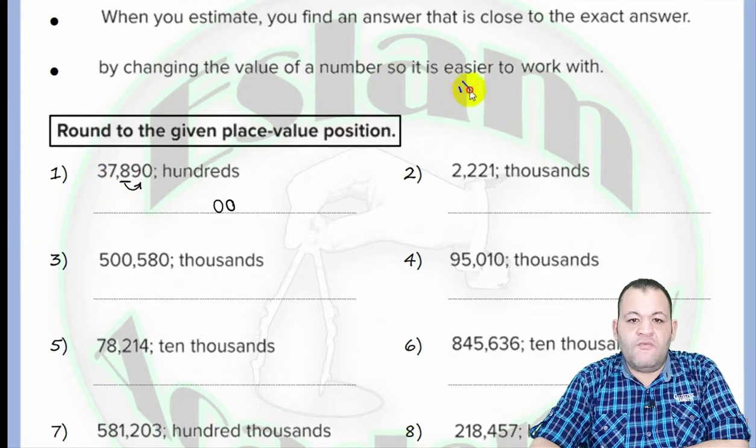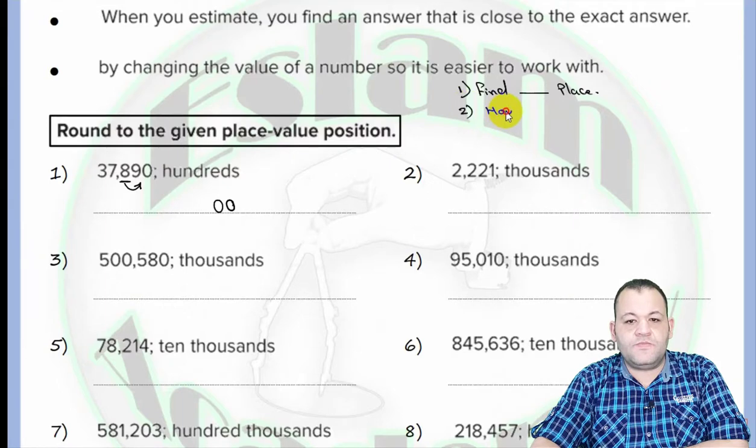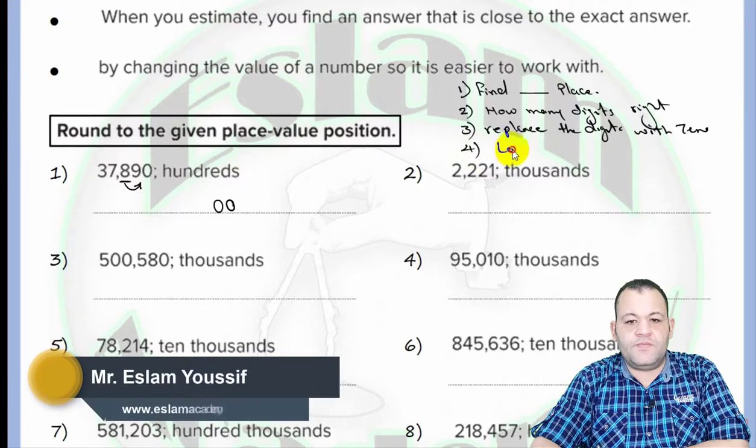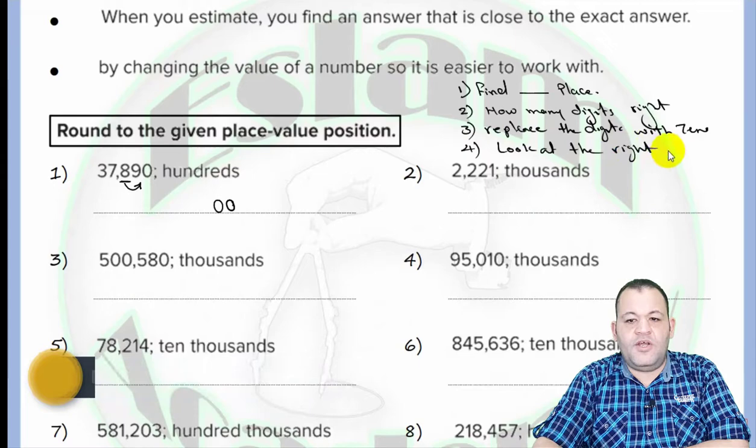So number 1, find the digit which lies at the place value. Number 2, how many digits are at the right? Number 3, replace the digits with 0. Number 4, look at the right and find whether the digit is a strong or weak number.